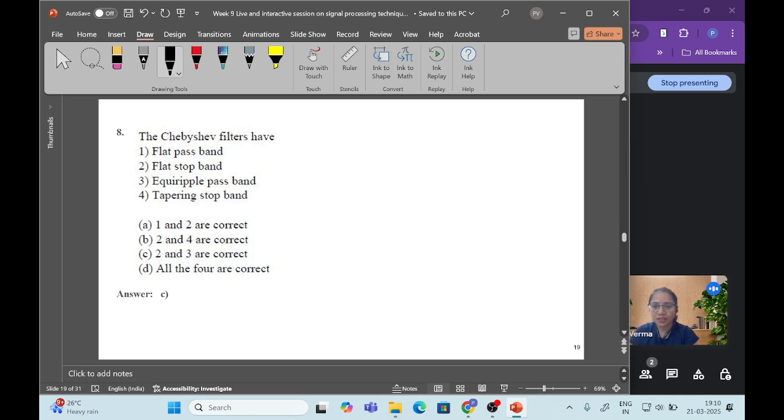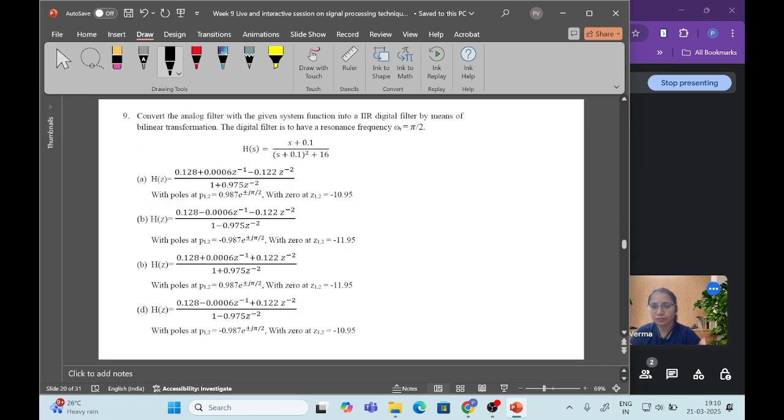So in the Chebyshev filter already we have given one explanation also. So option C, flat stop band and equiripple pass band. In the Chebyshev filter there is a pass band, stop band and equiripple pass band. So that's why option C is the correct answer for this question. Okay, I hope you understand. So now moving to the next question.